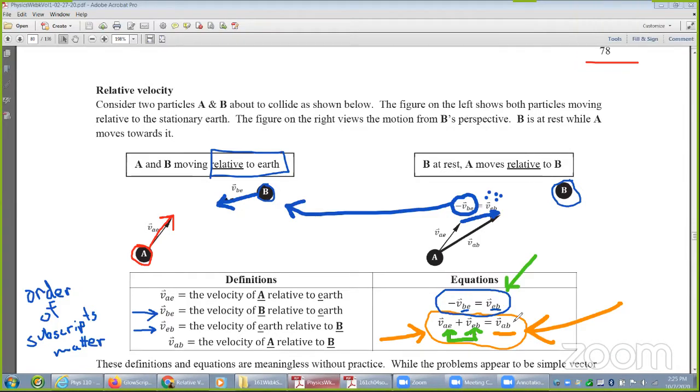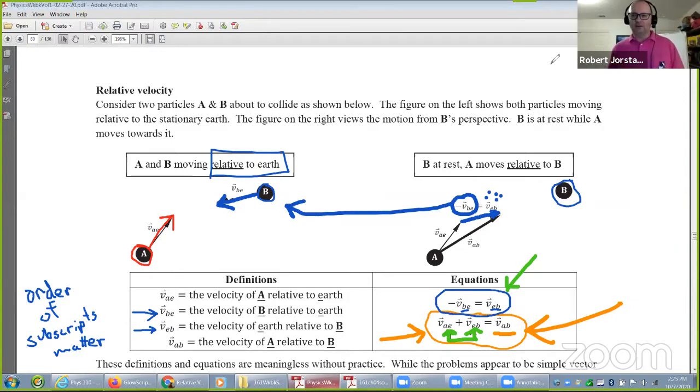Yeah, I see your logic. Yeah. And then the other thing is this was, good question.